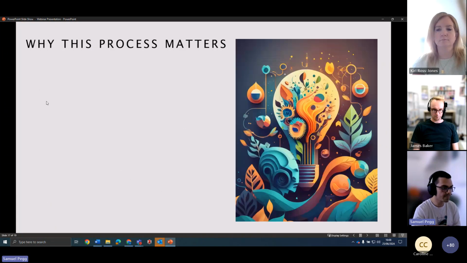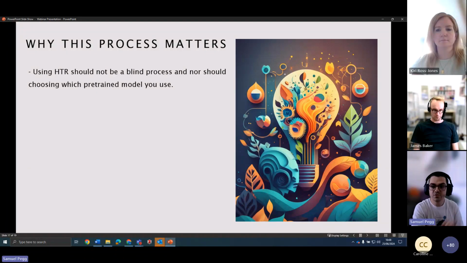So why does all this matter? Why does benchmarking Transkribus for a project, before you start using HTR, matter? Well, using HTR, handwritten text recognition, should not be a blind process, and nor should choosing which pre-trained model we use. When you begin working with Transkribus, benchmarking different models may help determine a good starting place, saving time and guesswork. It also helps justify your approach.